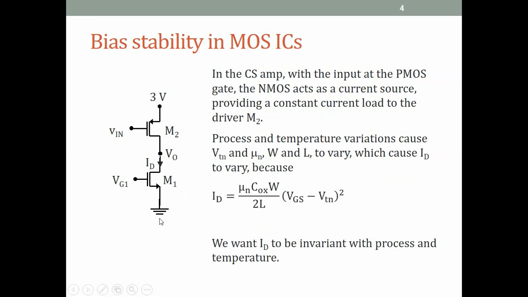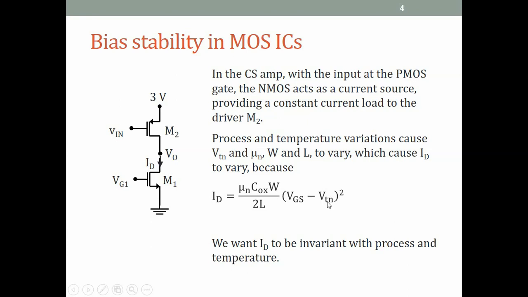So let us look at our common source amplifier, and this time I am applying the input at the PMOS gate, and so the NMOS acts as a load, and it is a current source load, which we have seen provides the highest output resistance, and therefore this circuit provides the highest gain. Now as temperature and process vary, the threshold voltage and the mobility of this NMOS vary, and therefore its drain current varies. So the idea of this M1 is that it is a current source load. It is designed to provide a constant current to the driver transistor.